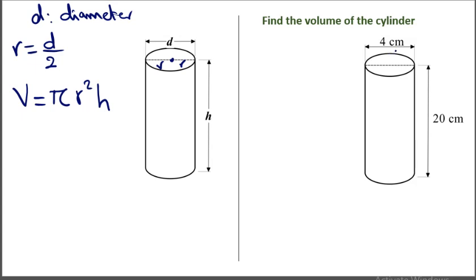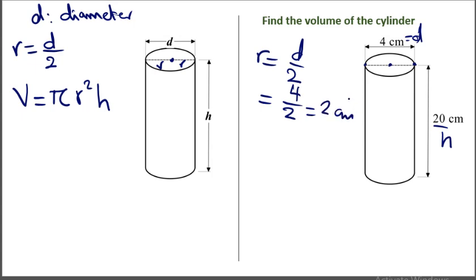We have 4 on the circle, and this 4 is a distance from the beginning till the end edge of the circle passing through the center, so it is d. It is the diameter. And what is 20? 20 is the height. In the law we have radius, not diameter. So how can we get the radius? Simply by dividing the diameter by 2. 4 divided by 2 equals 2 centimeters.